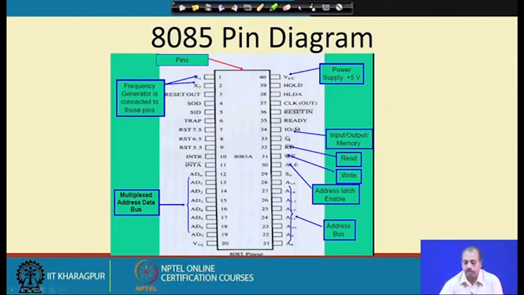Another important pair of pins is SID and SOD, serial input data and serial output data. If you want to transmit some bits serially from this 8085, you can do it via these SID and SOD pins. As we proceed further, we will look into more and more details of these individual pins. We will be viewing these pins in terms of functional groups, that is, the functions they are doing, and we will try to group them together.